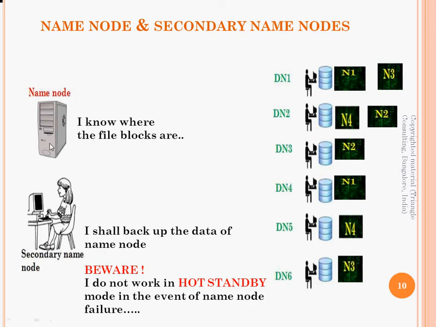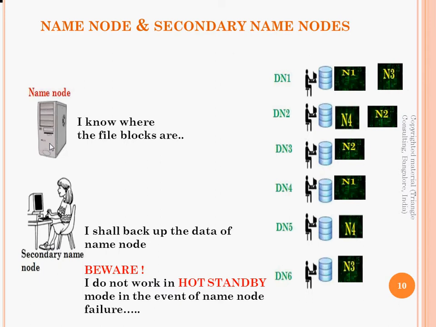Now let's try to understand what exactly is a name node. What exactly is the role of the name node? As I told you, name node is a dedicated hardware server with some software installed on it, and it is designed to do a particular task. What is the task of name node? The name node basically is like a file system server. It's like the master directory which knows where exactly the file blocks are residing.